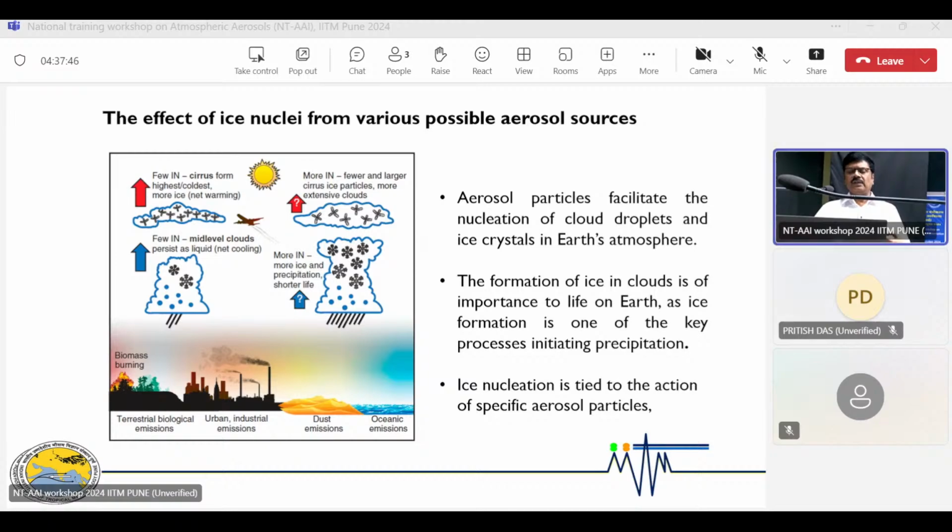So the effect of ice nuclei is that if you look at here, if there are too few ice nuclei, the mid-level clouds will persist as a liquid. So the net climate effect is cooling. Whereas at higher heights, cirrus form at the highest, and if there are more ice nuclei, you can say fewer and larger cirrus ice particles, and there could be more extensive cold clouds. So these are the effects of ice nuclei from various possible sources.